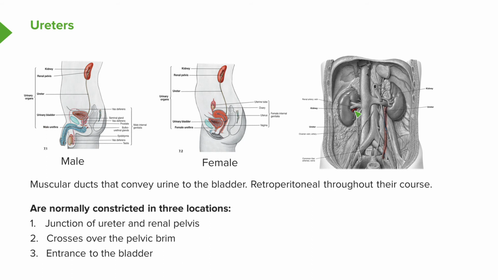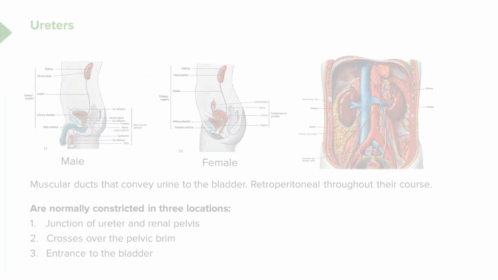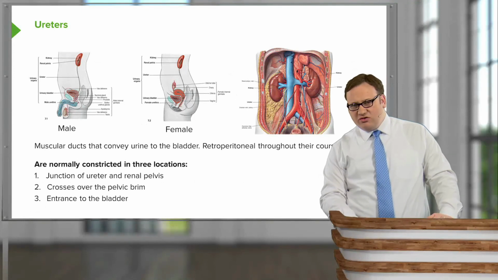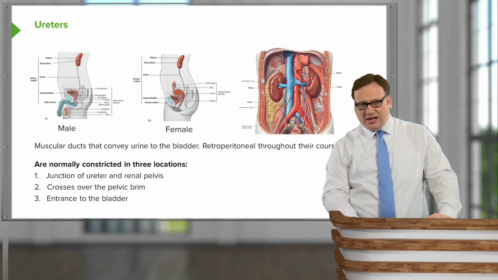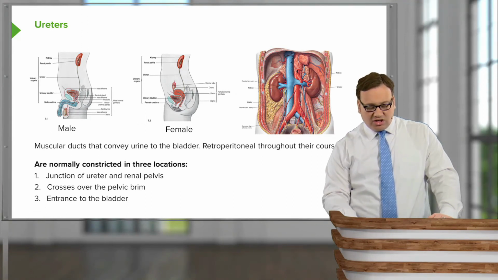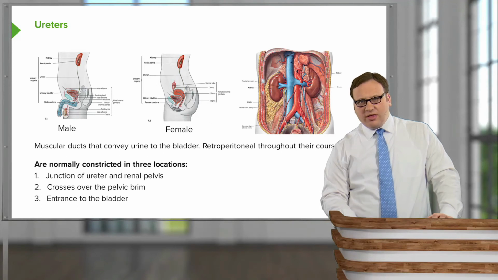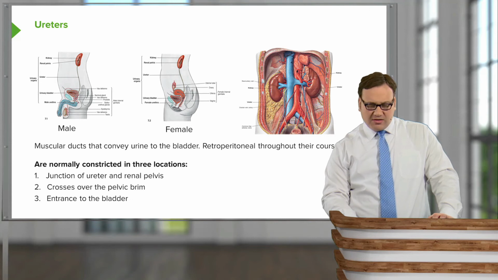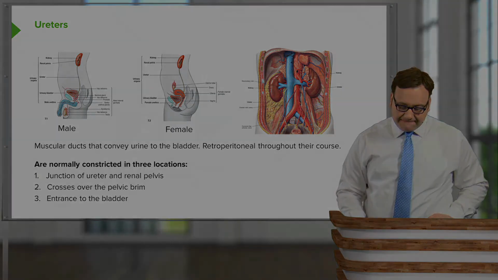It can be where it crosses over into the pelvic brim. So this is where it's crossing over, usually the bifurcation of the common iliac into internal and external portions. And also we can have a constriction at the entrance to the bladder. So 3 potential sites where the ureter can become constricted and then a kidney stone can be lodged: the junction of the ureter and the renal pelvis, the pelvic brim as the ureters cross over it, and the junction at the entrance to the bladder.